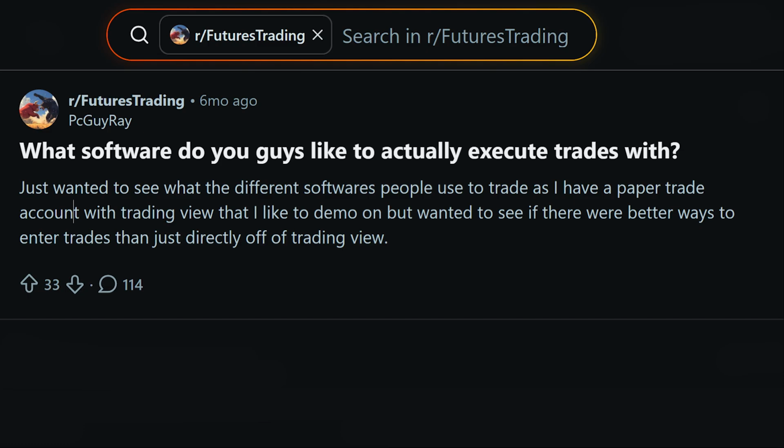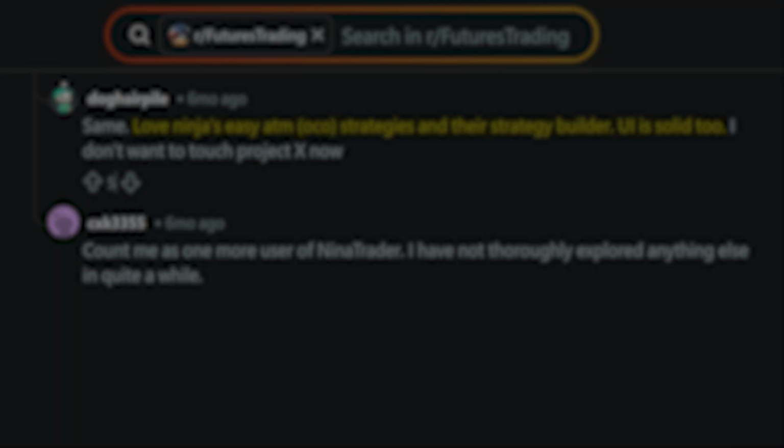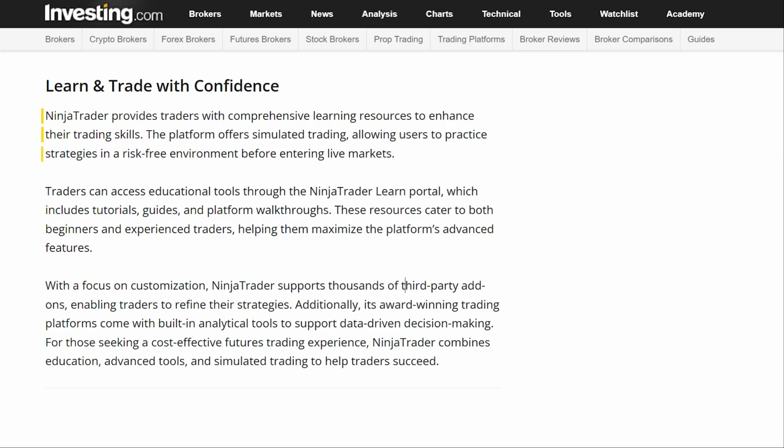But then again, during my deep dive into both platforms, I found a Reddit thread where a Redditor asked what software traders prefer for executing trades. He had a paper trading account with TradingView, but wanted to know if there were better ways to enter trades than directly off TradingView. And one reply came from a user who said that he loves NinjaTrader for its easy ATM strategies and their strategy builder. He said that their user interface is really solid. Investing.com has also highlighted how NinjaTrader provides comprehensive learning resources and simulated trading, which is really crucial for getting up to speed with a platform this powerful.